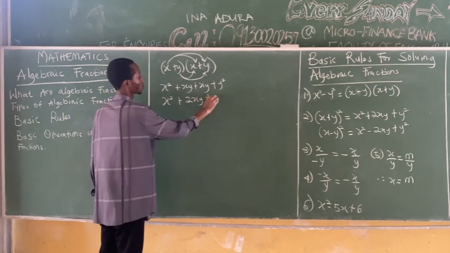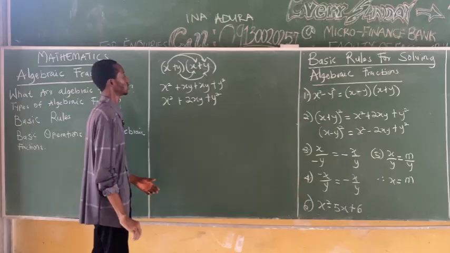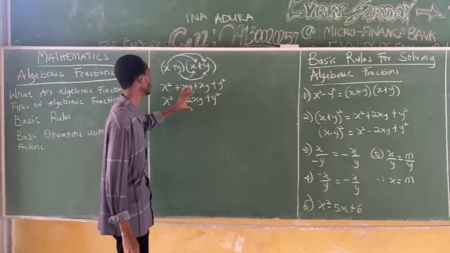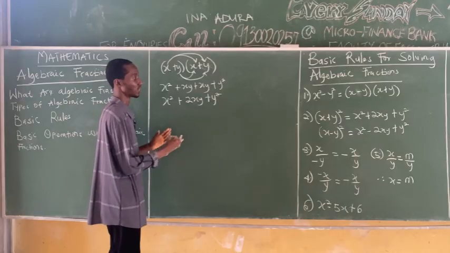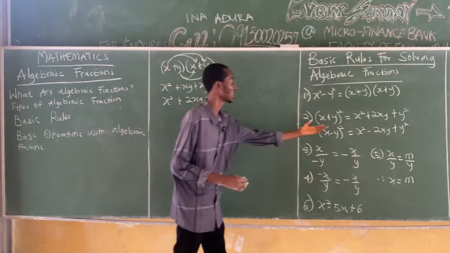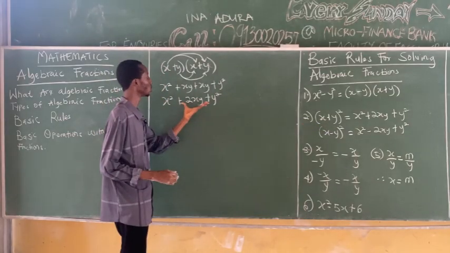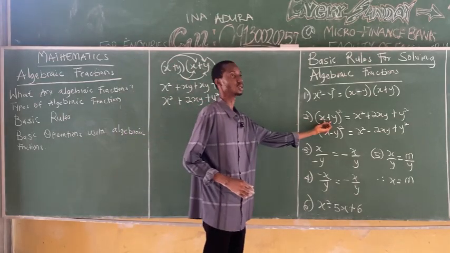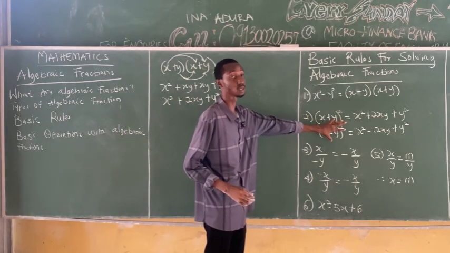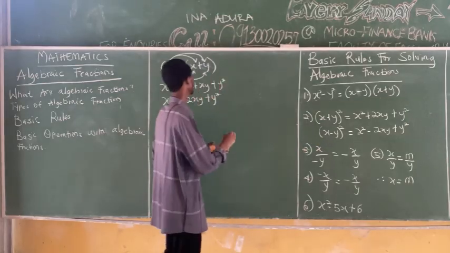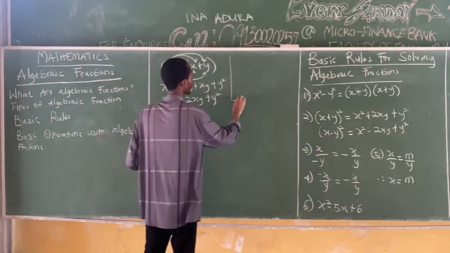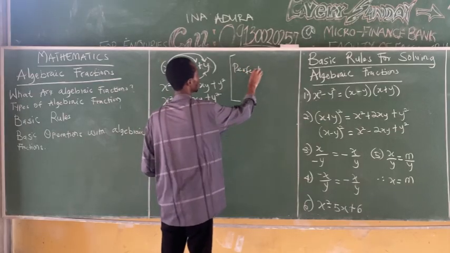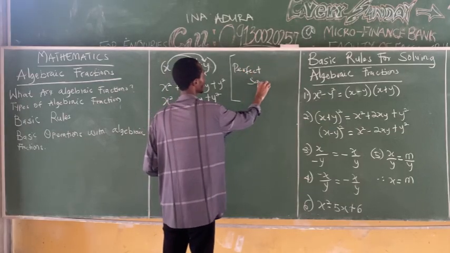2xy plus y squared. So when you have a perfect square, all you need to do is to split them into two different brackets, just as we have here, and it's going to give us this. So this expression is the same as this. This particular rule or this basic rule is called the perfect squares.